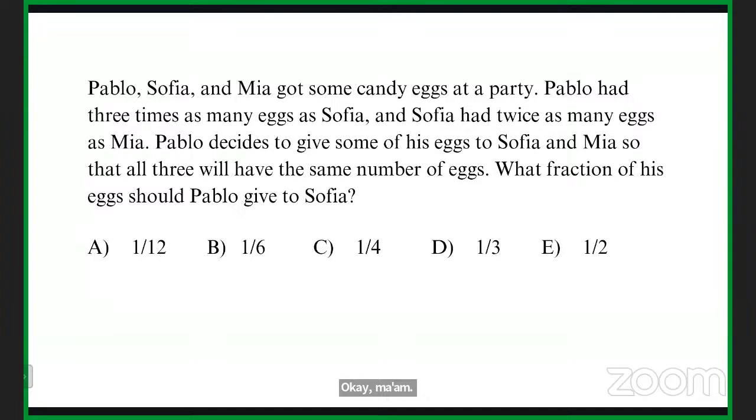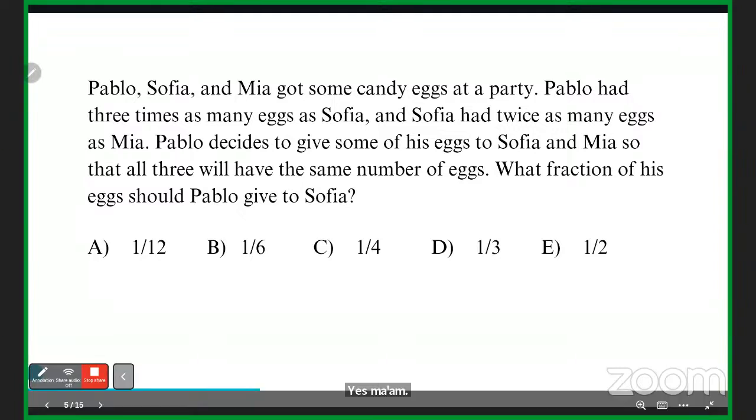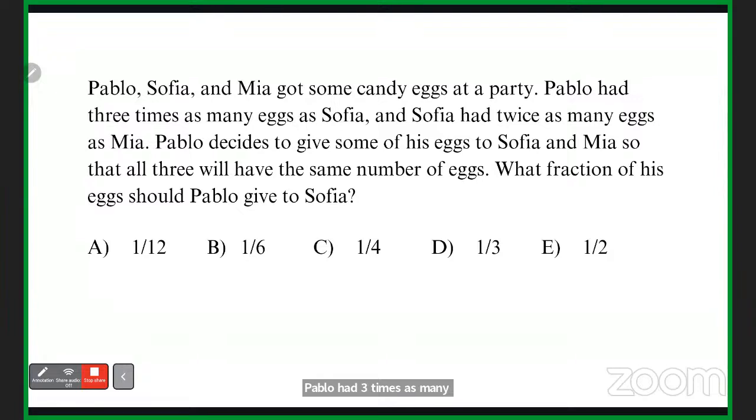Pablo, Sophia, and Mia got some candy at a party. Pablo had 3 times as many candies as Sophia, and Sophia had twice as many candies as Mia.